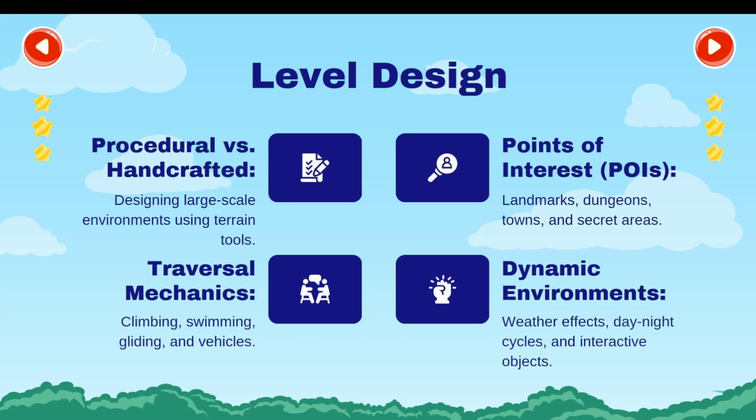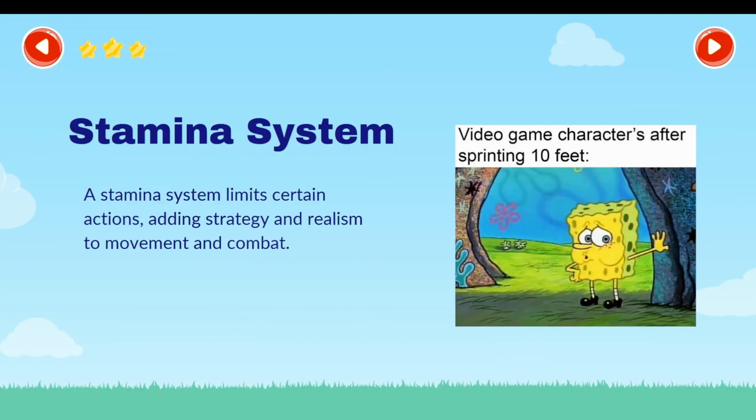And then the dynamic environments. As I mentioned in the beginning, certain games have dynamic environments, so weather effects, rain, snow, hail, a day-night cycle, and interactive objects. So maybe you could pick things up, cut things down, depending on what the game requires.